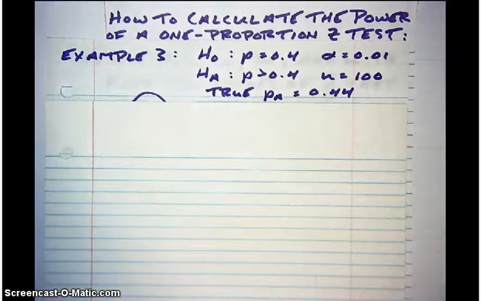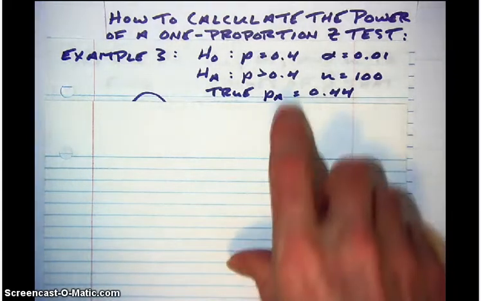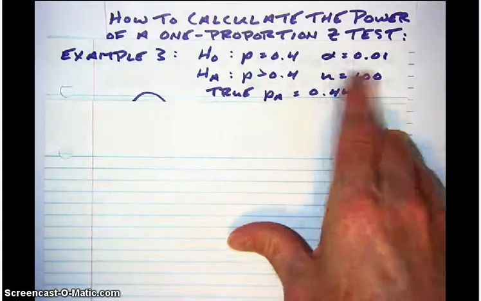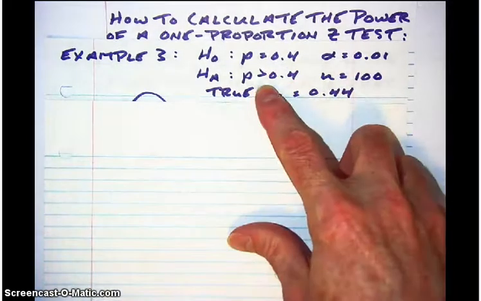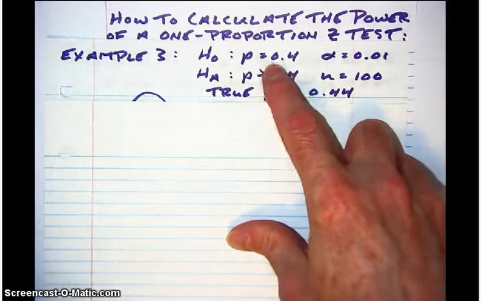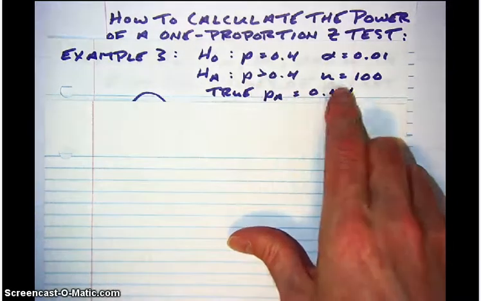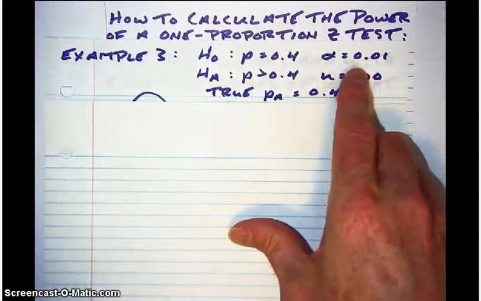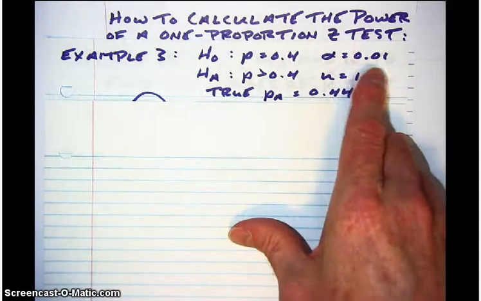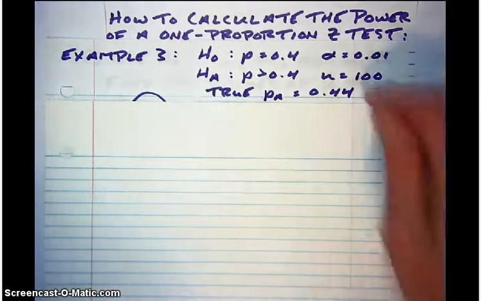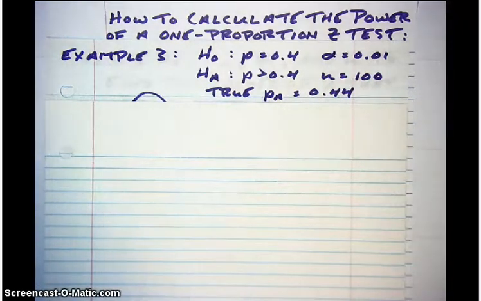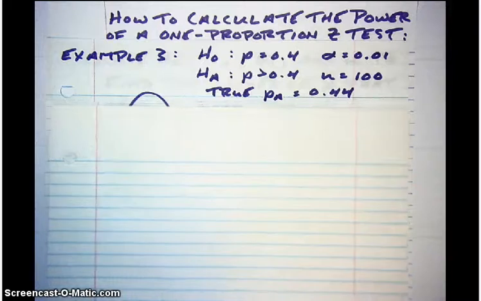Next, we're going to show a couple more examples on how to calculate the power of a one proportion z-test. The third example, following on the first two from the previous video, we're going to assume in this case that everything is the same as in example 1. P naught is 0.4, the alternative is one-sided, sample size is still 100, but we're making a change to the level of significance. It's now going to be 0.01 instead of 0.05, and we're going to use the same true value of the alternative, 0.44.